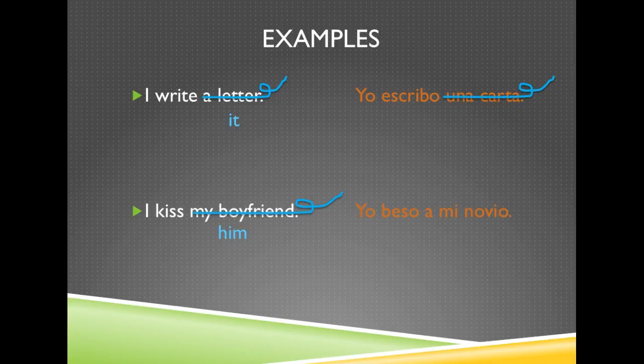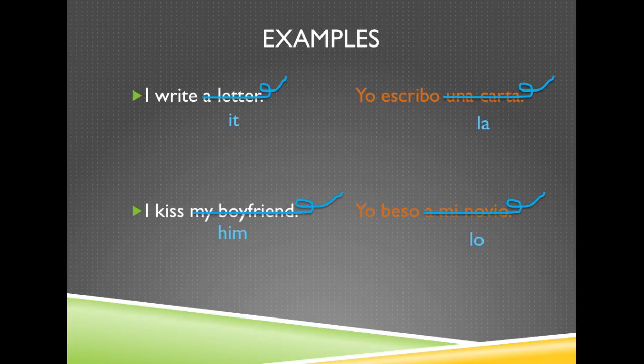So we can take out the phrase una carta, and since una carta is feminine, we would substitute the direct object pronoun la. If I want to say yo beso a mi novio, but I want to just say instead of I kiss my boyfriend, I kiss him, then I would change a mi novio to lo.